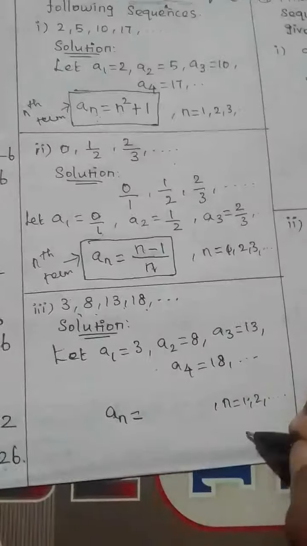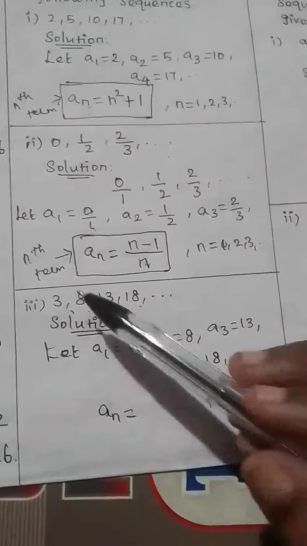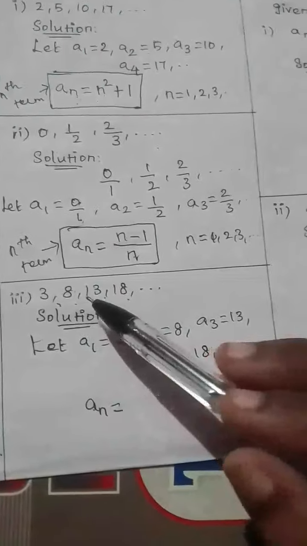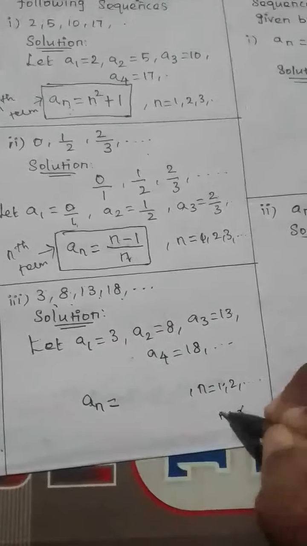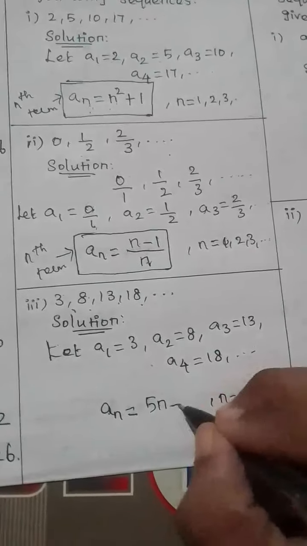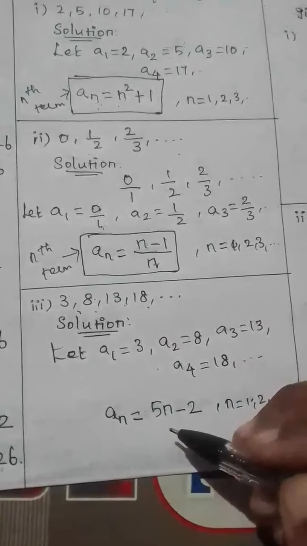But is it suitable for the other terms or not? For the second term, n is 2, and 2 plus 2 is 4. But here we have 8, so it is not the suitable value. So that is 5 into n minus 2. We need to check that it is suitable for all the terms in the sequence.